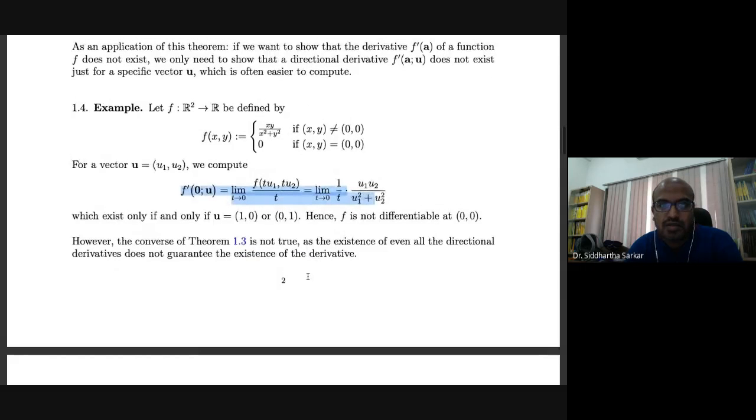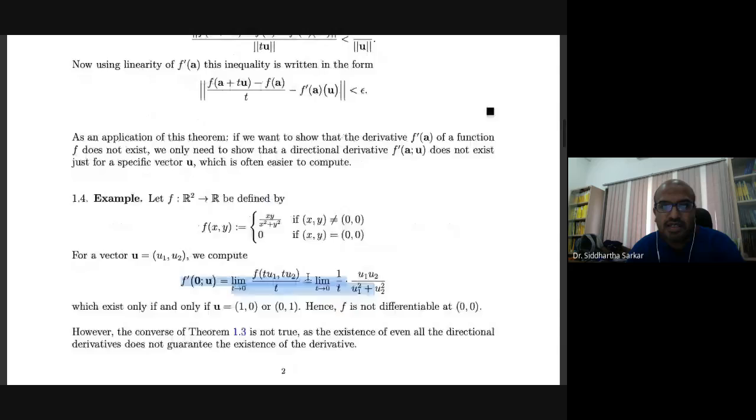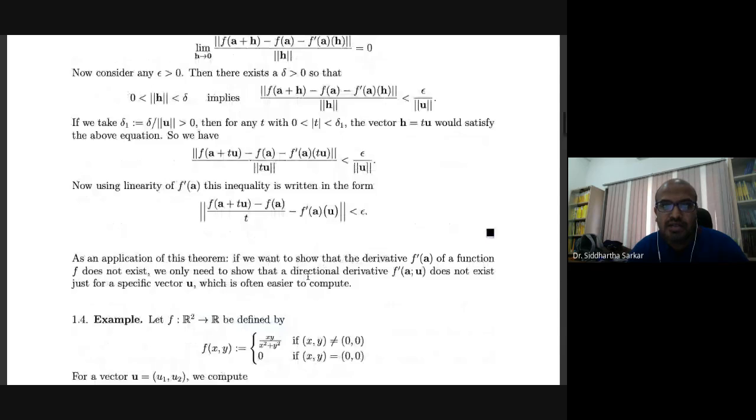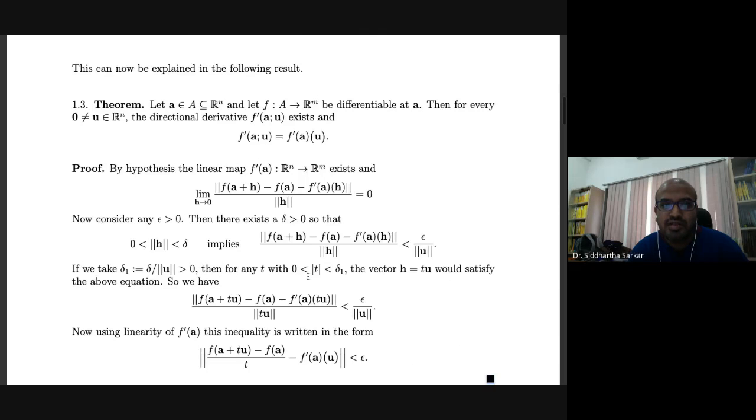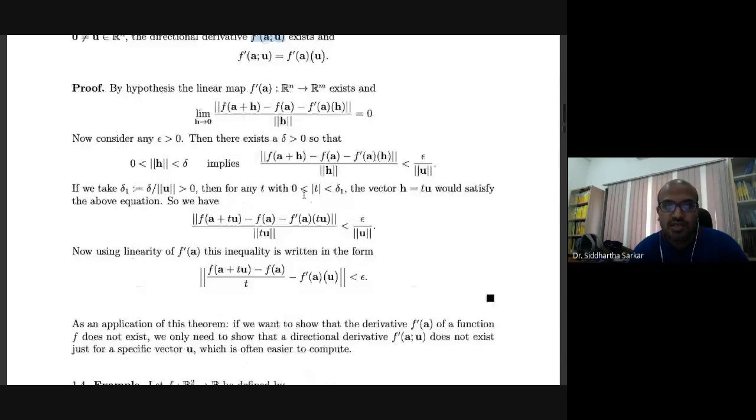Okay, so let's try to think of a converse of this. As I was saying, if I assume in this theorem that the directional derivative exists, let's say, from all directions, does it guarantee that the function is differentiable? Unfortunately, the answer is no. And you can again see an example.